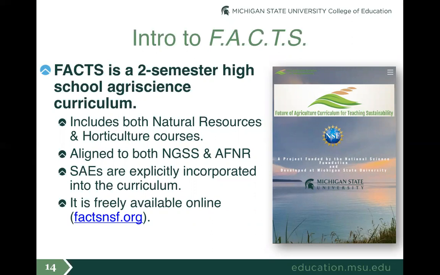This involves a natural resources and a horticulture plant systems course in the fall and spring semesters. These courses are aligned to both the NGSS and AFNR academic standards, and supervised agricultural experiences are explicitly incorporated into the curriculum. This curriculum is freely available online at facsnsf.org.